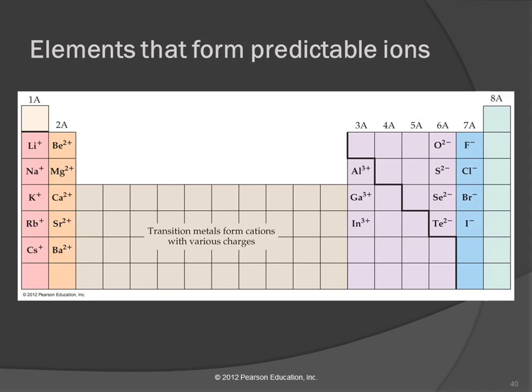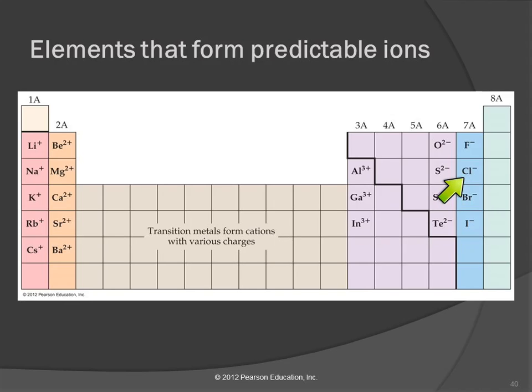Let's look at oxygen. Oxygen is in group 6A, right? That tells us it has how many valence electrons? 6. If oxygen forms an ion with a -2 charge, that means it gained 2 extra electrons, right? 6 valence electrons plus 2 is what? 8.